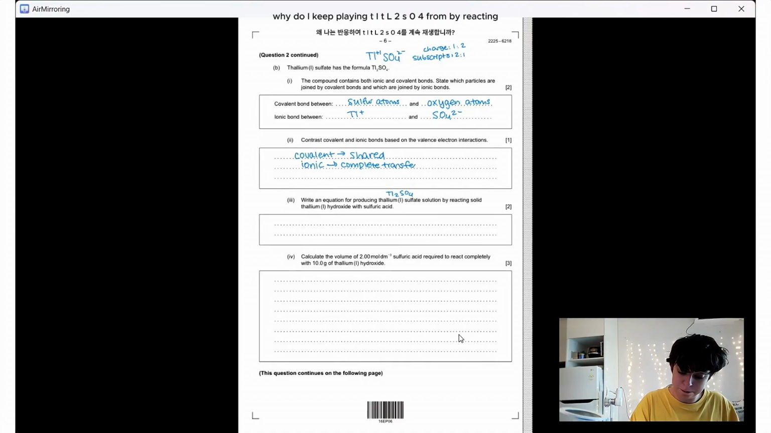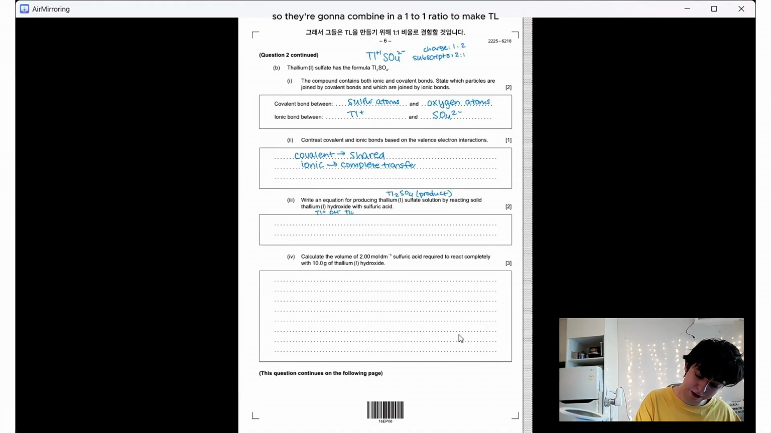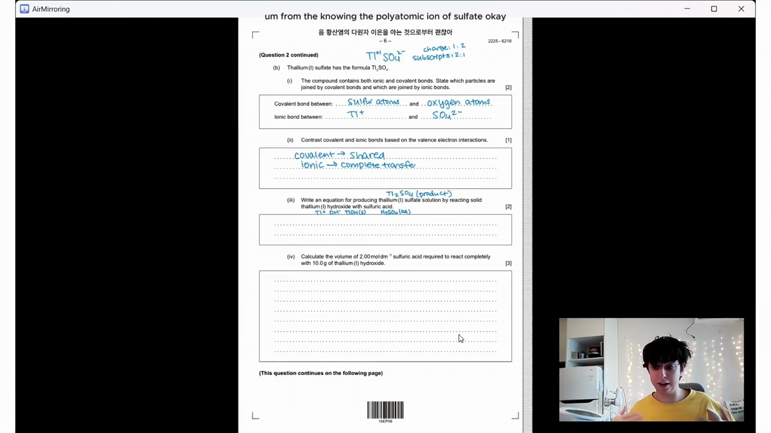Tl2SO4 is our product, made by reacting solid thallium hydroxide. So this is where we have Tl+ plus OH-. They combine in a 1-to-1 ratio to make TlOH solid, with sulfuric acid. That's going to be our H2SO4. You should just have that memorized from knowing the polyatomic ion of sulfate.